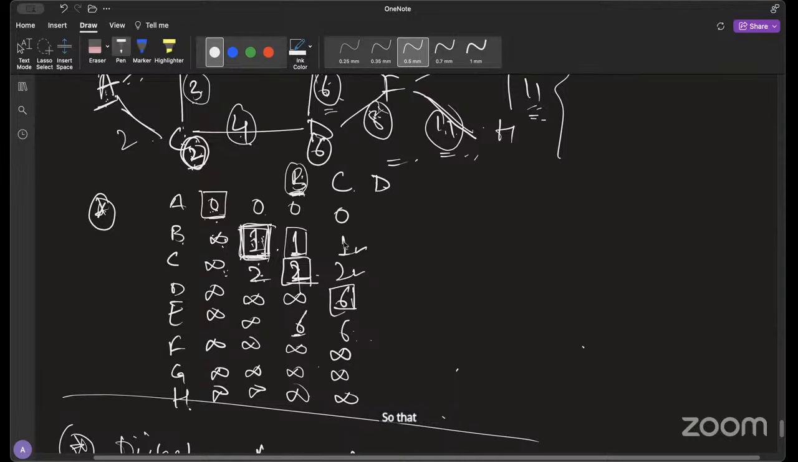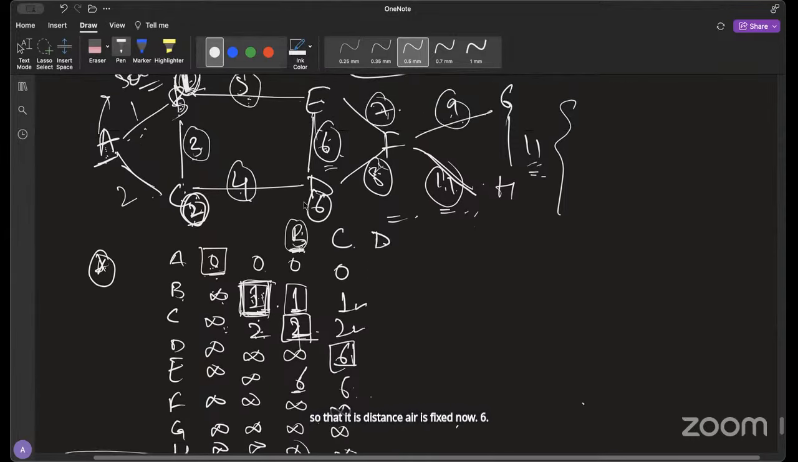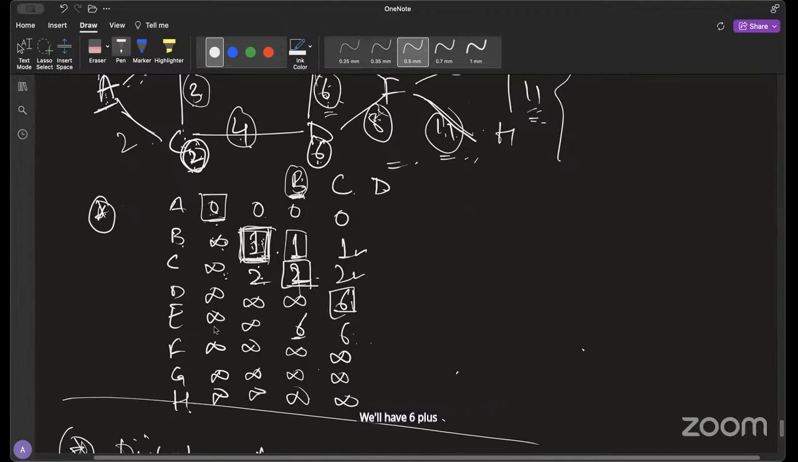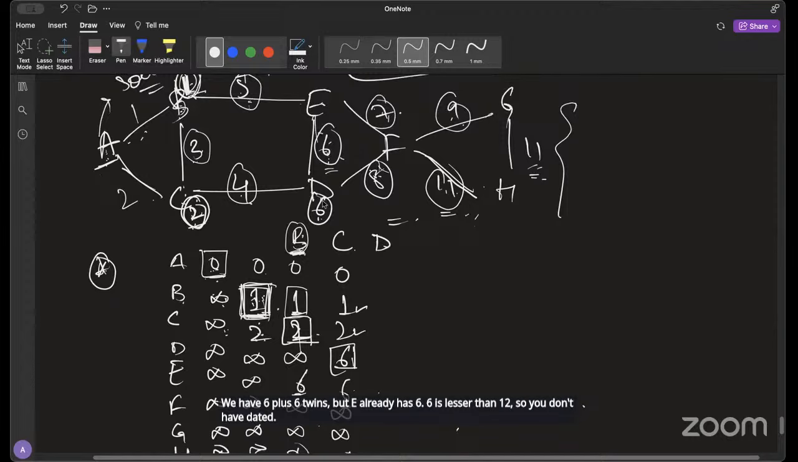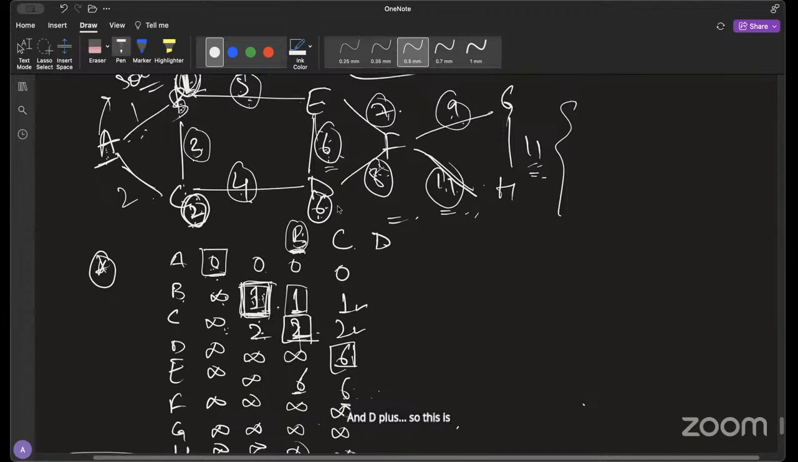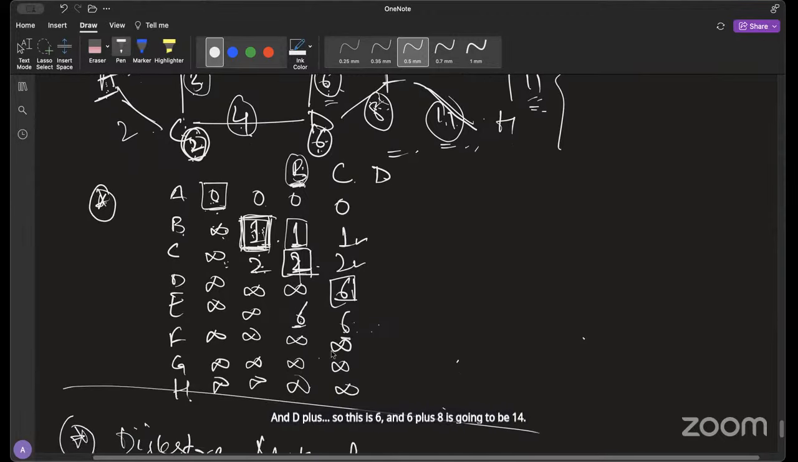So this distance here is fixed now, 6. And if you check this one, you'll have 6 plus 6, 12. But E already has 6. 6 is less than 12, so you don't update it. Then from D, you go to F. 6 plus 8 is going to be 14, and 14 is less than infinity, so you update this 14.